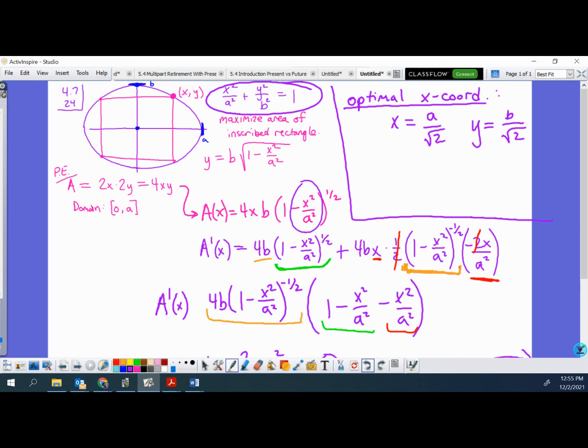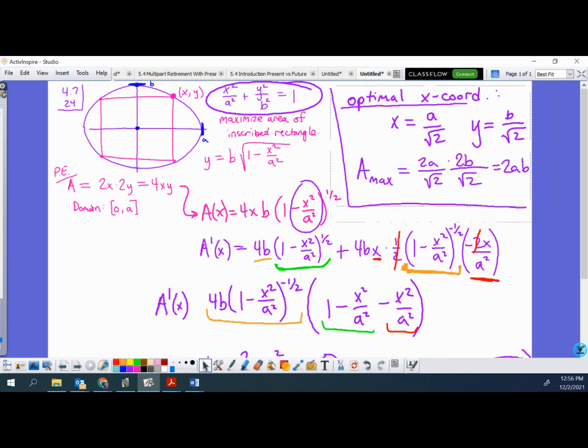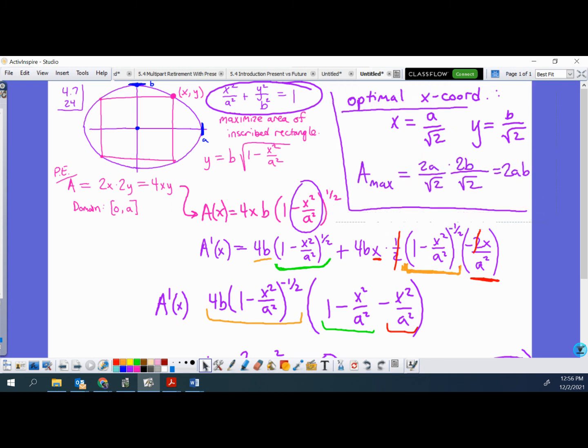So now my area is just 4xy, right? Remember, 2x times 2y. So A max, I'm going to say, equals 2a over the square root of 2 times 2b over the square root of 2. And you can see how that's going to simplify. The a and the b, so you're going to have 4ab over 2, which is going to be 2ab. Look good? Cool. So 2ab, that's my max area right there.